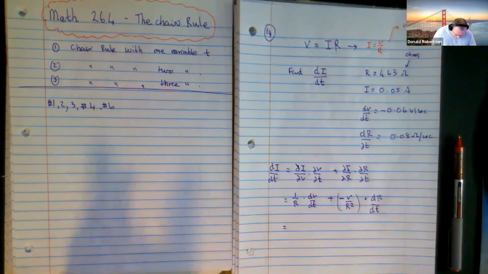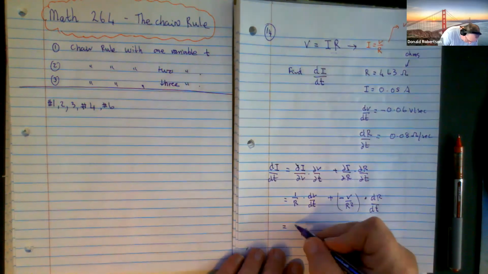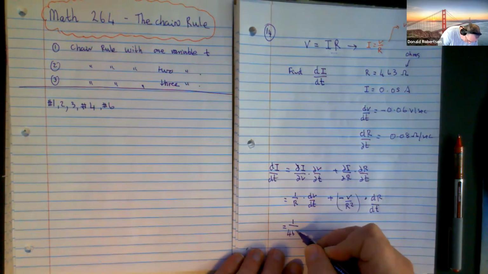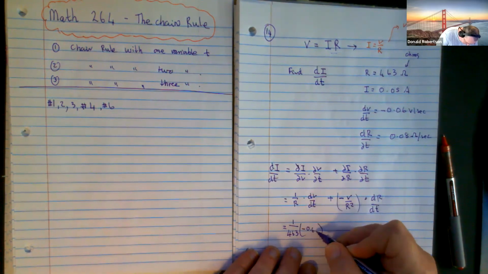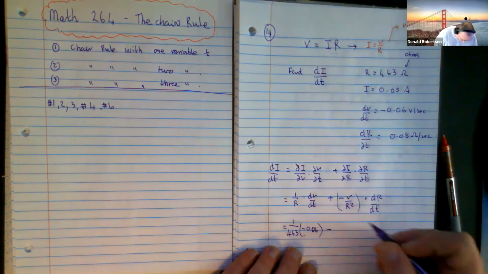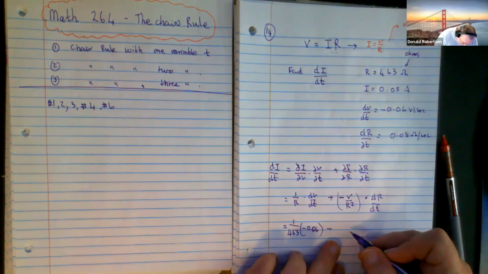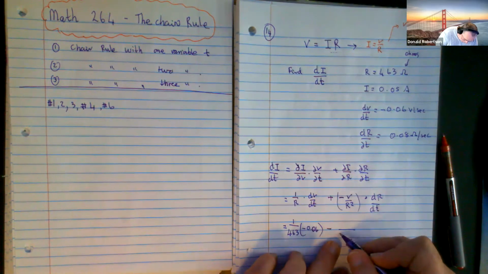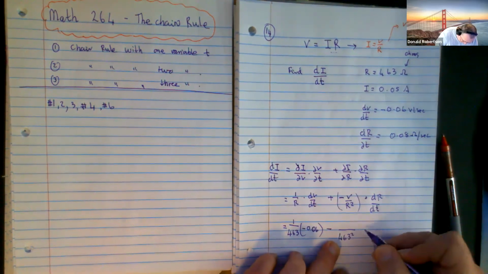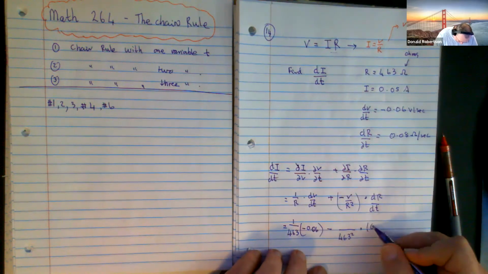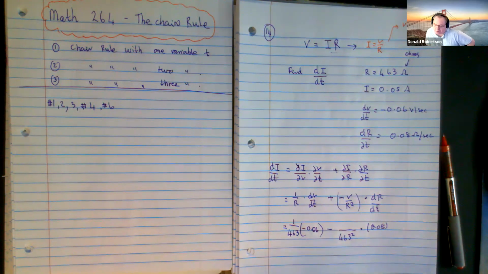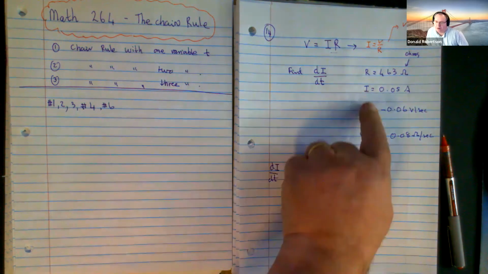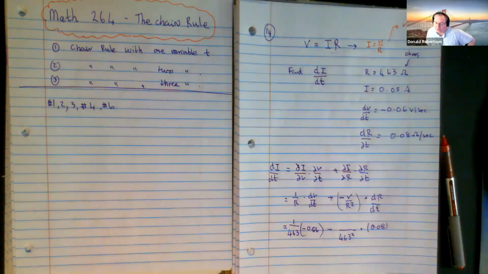Okay, now they want a number. That's what all this is about. So 1 over R becomes 1 over 463. dV by dt becomes negative 0.06. Well, actually, plus with a minus is a minus. V over R squared times dR by dt is 0.08. We are almost there, except for one missing number. Nobody told me what V is. Agreed?